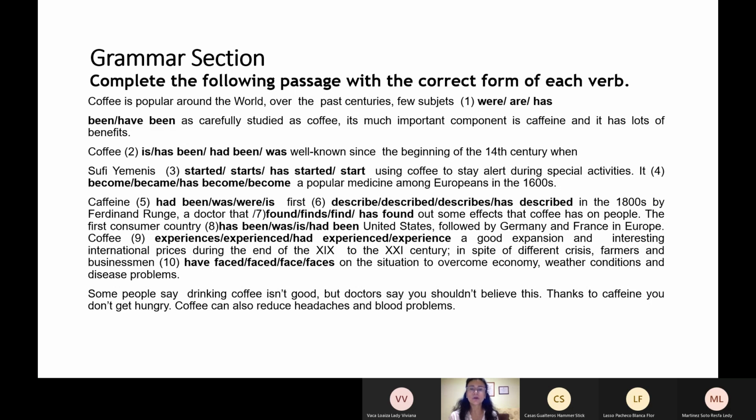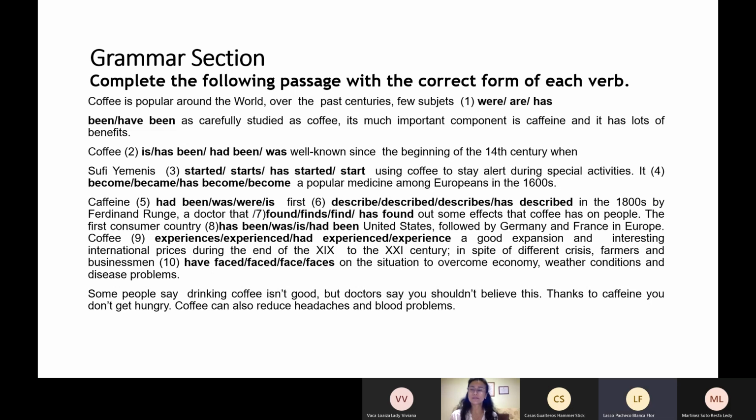Continue, Resfa. It refers to coffee. Coffee or it? Entonces, it became a popular medicine among Europeans in the 1600s. Como nos está hablando de los años 16, por allá en el siglo XVI, pues lógico, que por eso queda el pasado, porque hay una fecha exacta y está haciendo referencia al pasado. It became a popular medicine. Llegó a ser hasta una medicina among Europeans in the 1600s. Continue, Blanca. Blanca, can you see the screen?